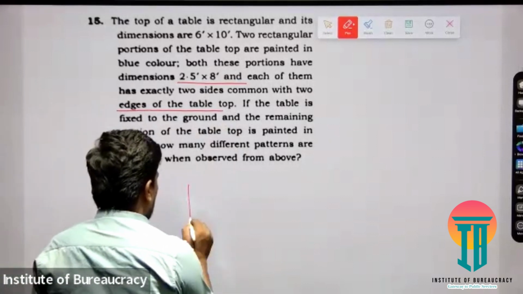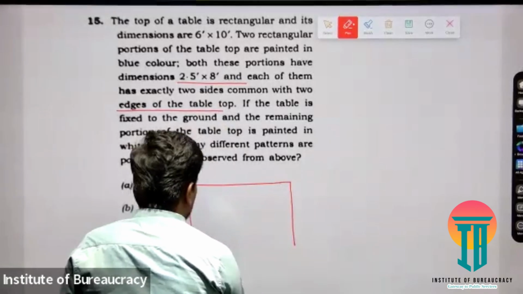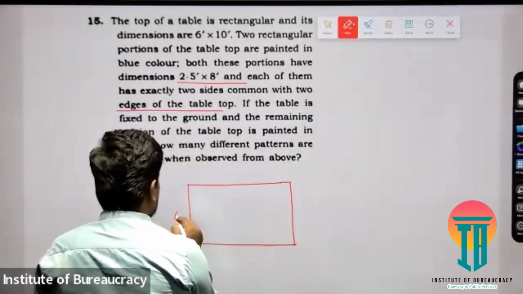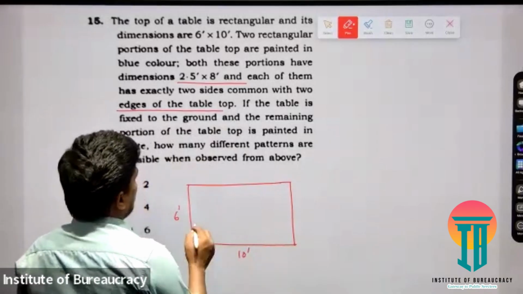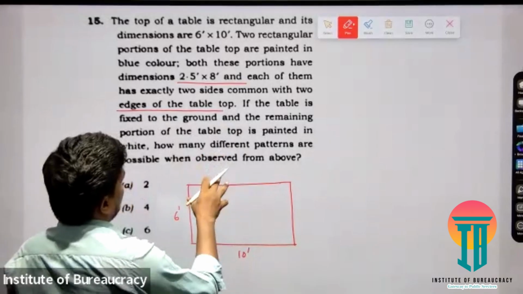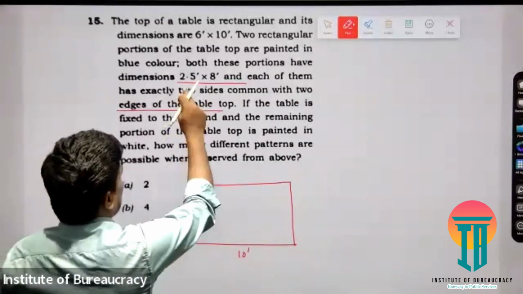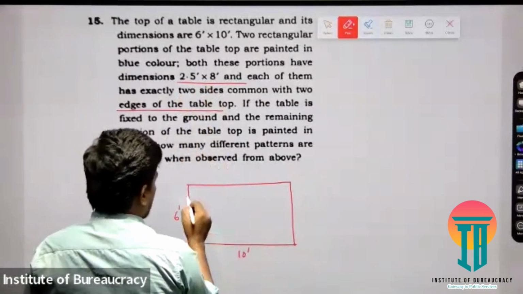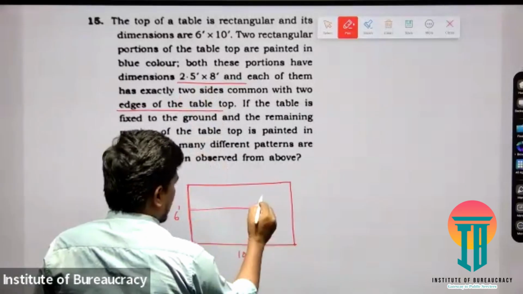That means what? You have a table top with dimensions 6 inches, 10 inches. Now in this there are two more rectangular portions with the dimensions 2.5 into 8. So 2.5 plus 2.5 plus this total is 6. So 2.5 is somewhere here and 8.